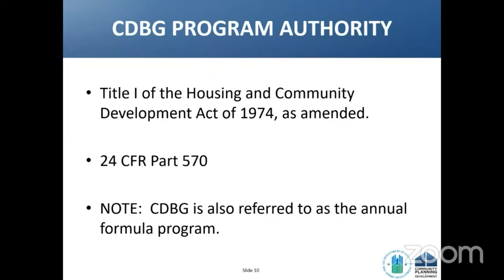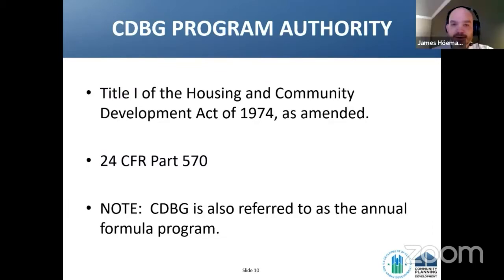All right, so where does the CDBG program actually get its authority? Well, it's from Title I of the Housing and Community Development Act of 1974. And there are plenty of copies of the law itself. It's thicker than your old phone books, which I don't even know if they print phone books anymore. I might be dating myself. There may be people on here who have never seen a phone book. You might have to go to a museum.